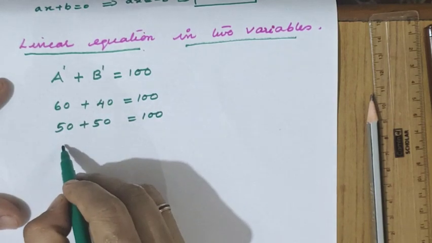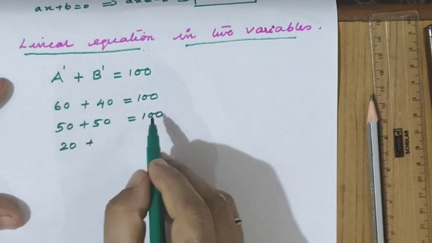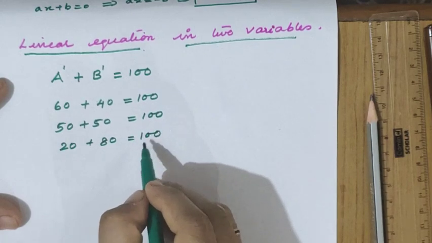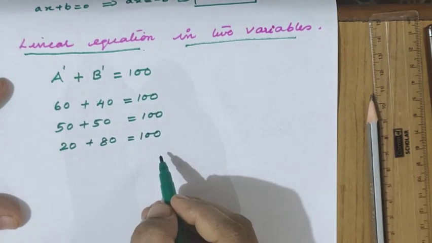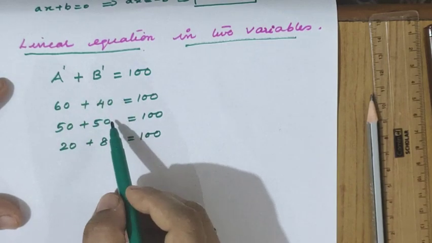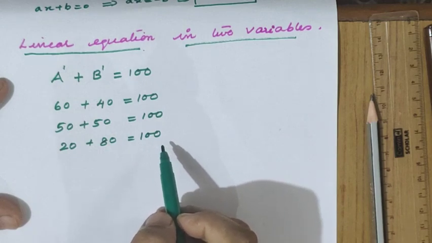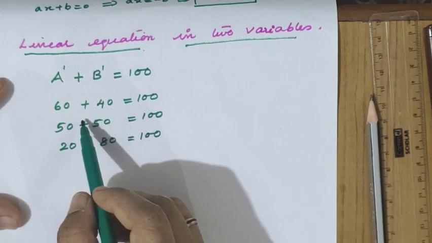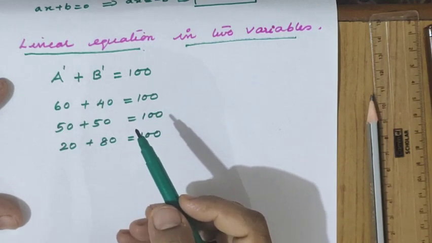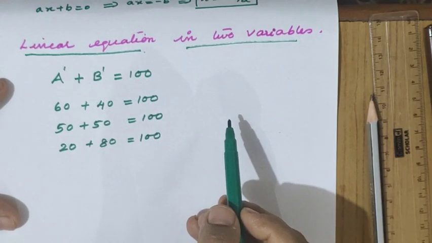Now what is the next solution? If A scored just 20 runs only, then for making the equation correct, B should score 80 runs, because the sum is equal to 100. So while putting one value for A, we are getting another value for B also, and the equation is satisfied. So what this shows is that many solutions are possible here. We can find many values where this equation becomes true.